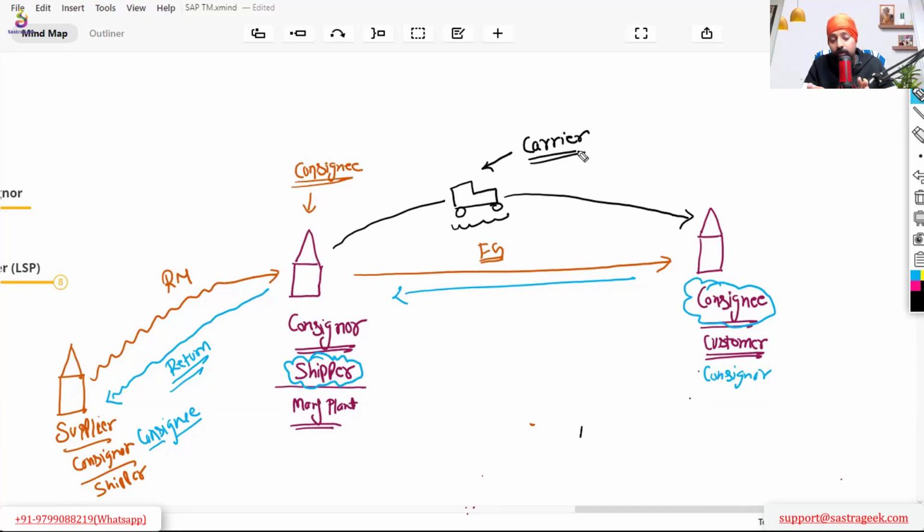Now it's not necessary that you would have a contract with the carrier. The contract you might have, and I will talk about why this kind of scenario comes into the picture, would be with the freight broker or freight provider.